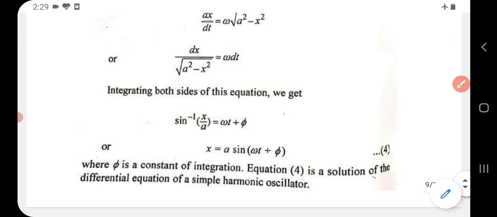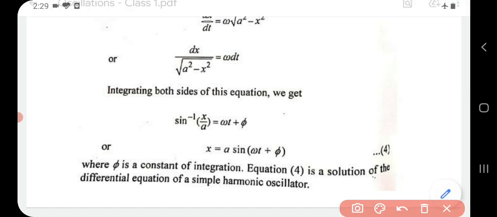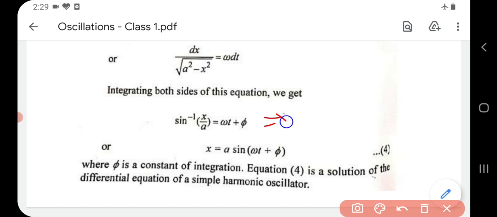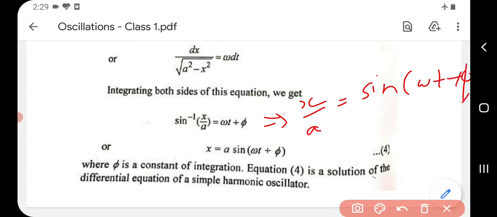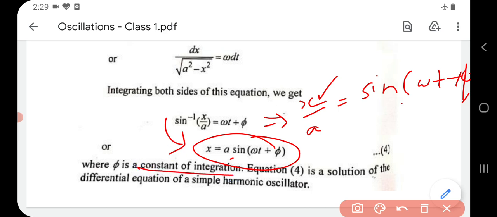Now from here this implies x by a equal to sine of omega t plus phi, right? So what is x? x equal to a sine omega t plus phi. This is how you got this statement from this one. Phi is the constant of integration. Now this equation 4 is the solution of the differential equation.